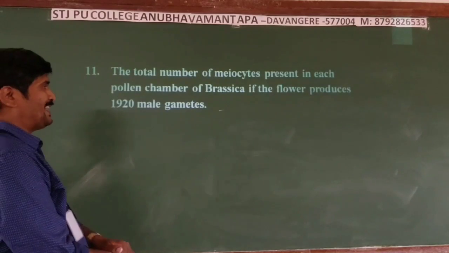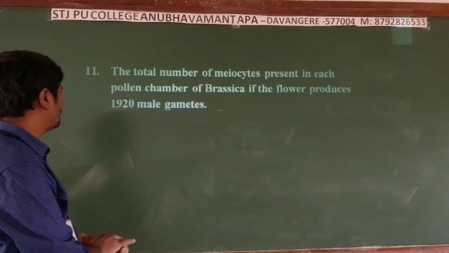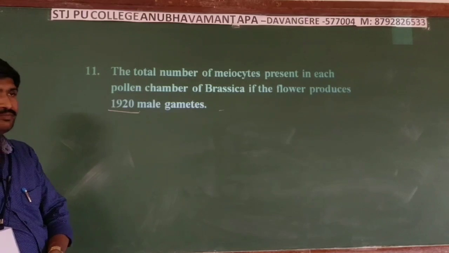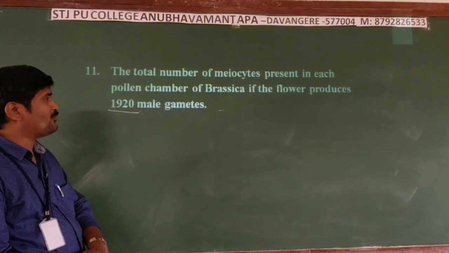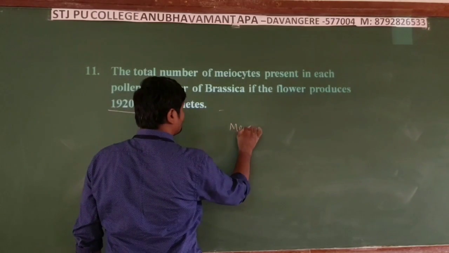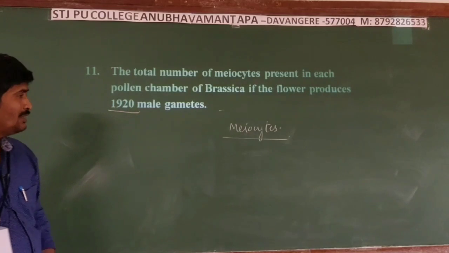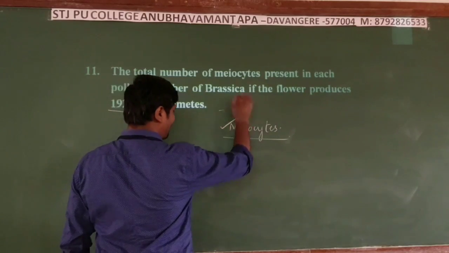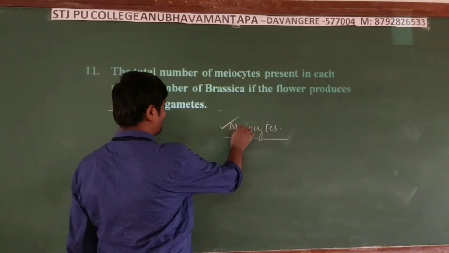The total number of meiocytes present in each pollen mother cell of Brassica, if the flower produces 1920 male gametes. The total number of meiocytes present. Meiocytes are the spore mother cells. The spore mother cells are also known as meiocytes, where the meiosis cell division takes place. Such types of cells are known as meiocytes.